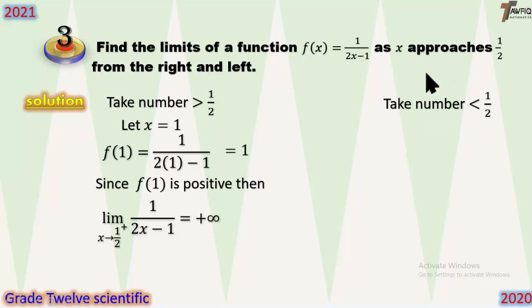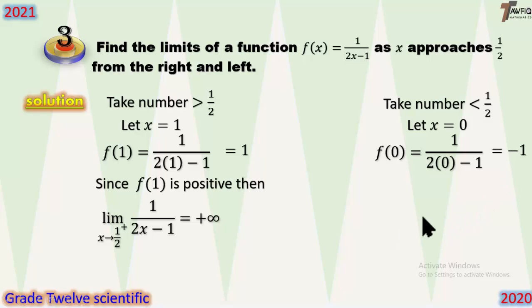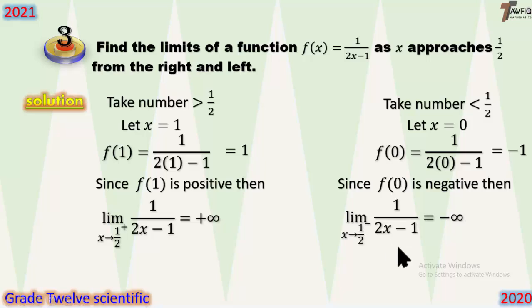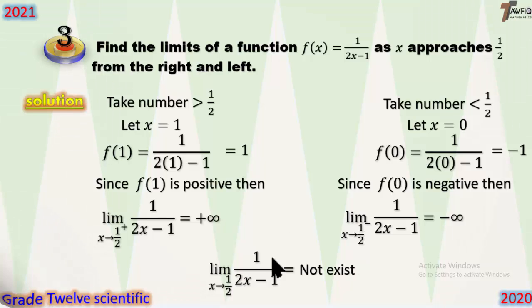Take another number less than 1 over 2. Let it be 0. Then f of 0 is 1 over (2 times 0 minus 1). Then it is minus 1. Then the limit from the left is negative. And the limit of 1 over (2x minus 1) as x approaches a half does not exist.